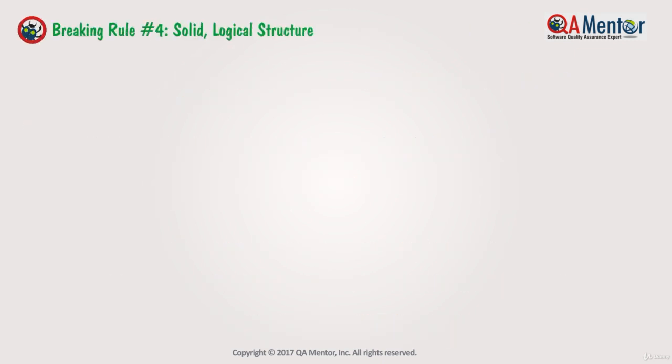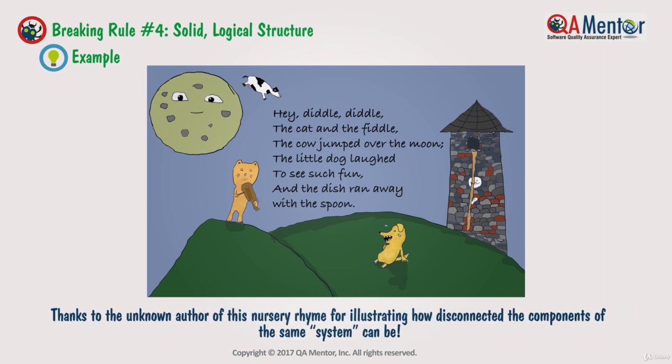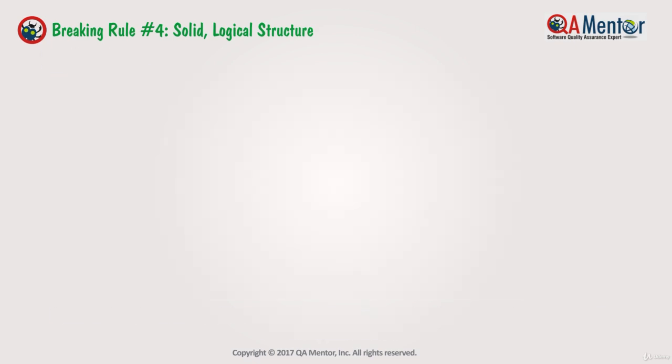Breaking rule number 4, solid logical structure. Example, hey diddle diddle, the cat and the fiddle, the cow jumped over the moon. The little dog laughed to see such fun, and the dish ran away with the spoon. Thanks to the unknown author of this nursery rhyme for illustrating how disconnected the components of the same system can be.